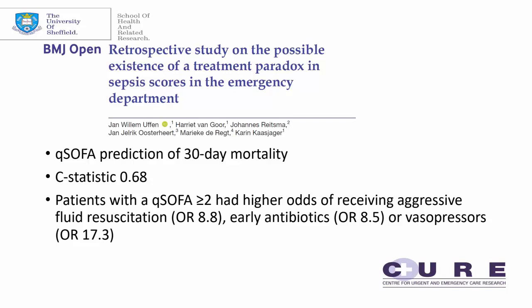But then what they also found is that the patients with an elevated Q-SOFA score were much more likely to receive these treatments: fluid resuscitation, early antibiotics, or drugs that can squeeze your blood pressure and bring your blood pressure up. Now we assume these treatments are effective and they reduce your chances of dying. So maybe what was happening is that the patients with the higher Q-SOFA scores were getting these treatments and were avoiding dying, and that's why the prediction of Q-SOFA wasn't as good as we might hope it would be. So this is an example of how prediction from a prediction score is not as good as we might expect because of the treatment paradox.